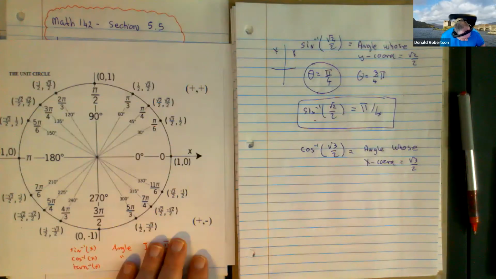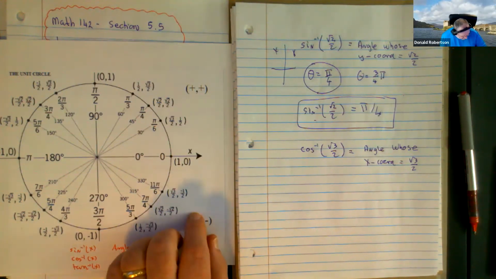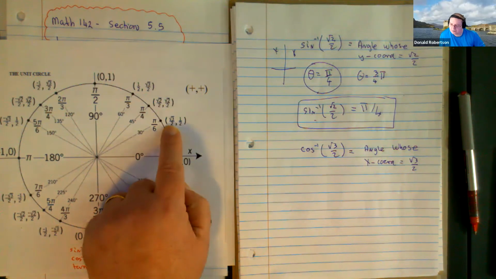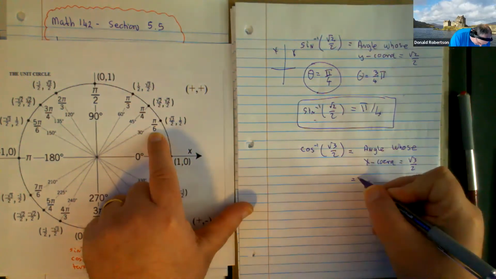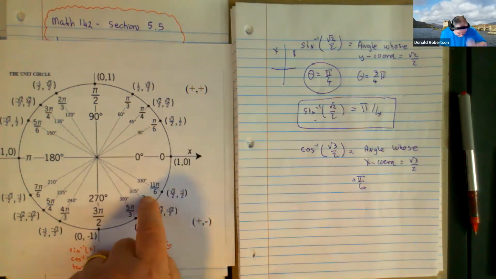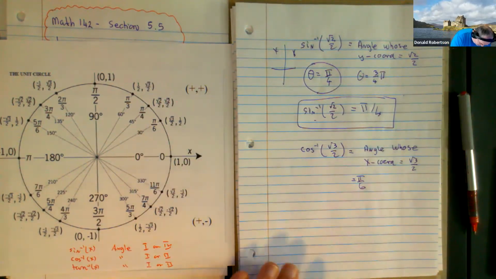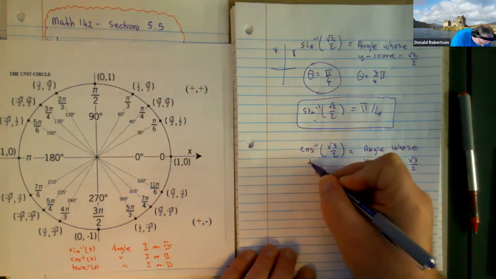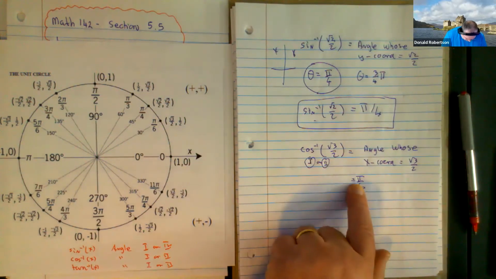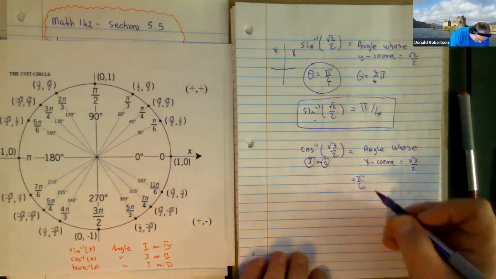If you look for root 3 upon 2 as an x coordinate, would you agree it's pi upon 6? Right, x coordinate, root 3 upon 2 is the angle pi upon 6. Now there is another possibility, but it's down here, and we only want the answer in the first or the second quadrant, and that guy is the first quadrant, and that's your answer then.